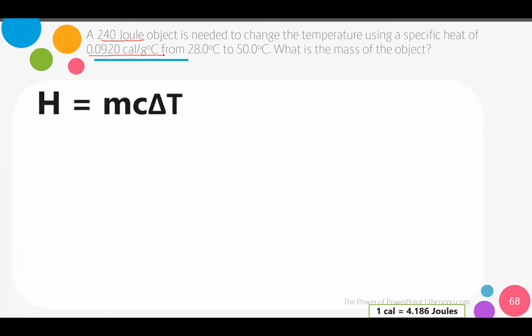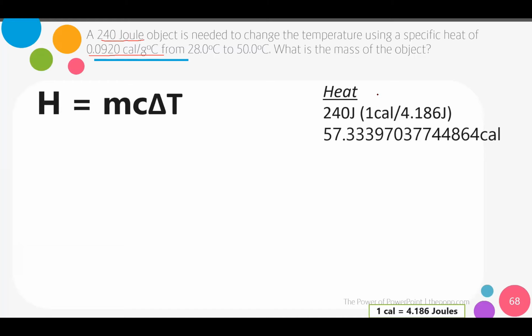So since magkaiba yung kanilang unit, so joule and calorie, kailangan muna natin i-convert either of the two, either si 240 joule, convert natin to calories, or si 0.0920, convert natin to joule. So since mas madali na i-convert natin si 240 joule into calorie, convert natin siya into calorie. So 240 joule, cancel yung joule, times 1 divided by 4.186, and that is 57.333 and so on calories. So magkapareho na sila ng unit ng ating specific heat.